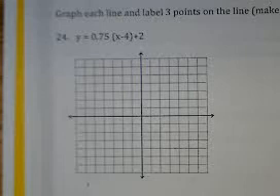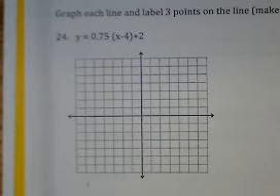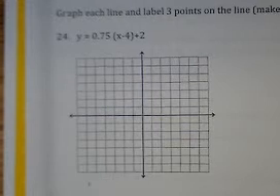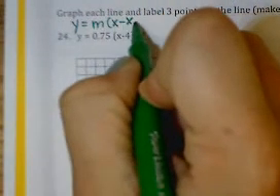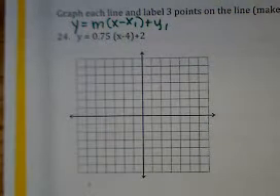All right. Graphing a line. Lots of ways to approach these problems. Let's talk about the point slope form. This is y equals m times (x minus x1) plus y1. A couple things that we could do here.